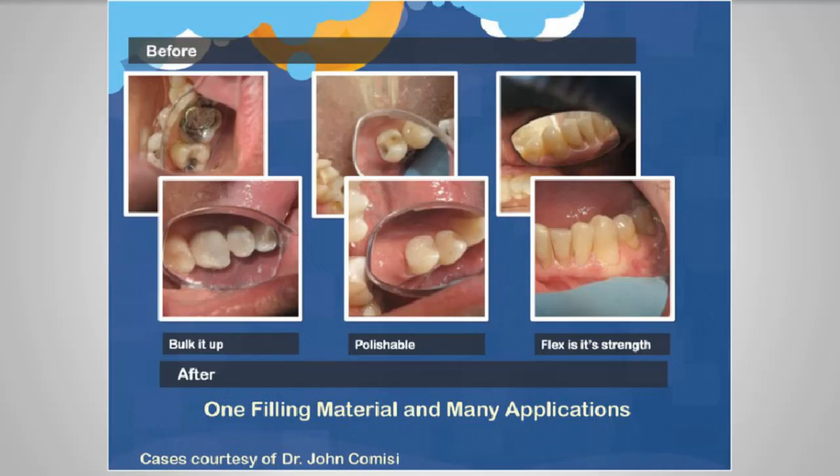Alfred asks, how packable is it for a good contact? It is a flowable material. It flows out of the syringe. It is somewhat stiff, but again, you have to create your matrix to create your restoration properly. And that's going to help you out there.